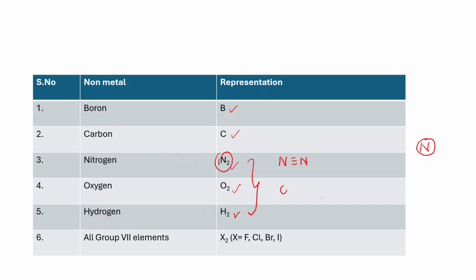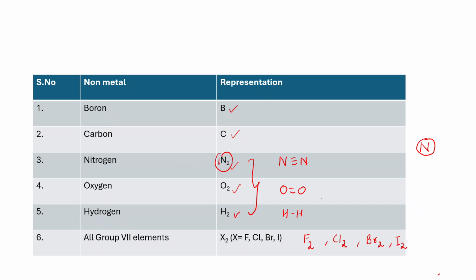The same goes for oxygen, which has two oxygen atoms chemically combined, and the same goes for hydrogen, which has two hydrogen atoms chemically combined with each other. Additionally, all the group 7 nonmetals also exist as diatomic molecules. So if you had to write fluorine in a chemical equation, that will be written as F2. Chlorine would be represented as Cl2. Bromine would be represented as Br2. And iodine would be represented as I2.